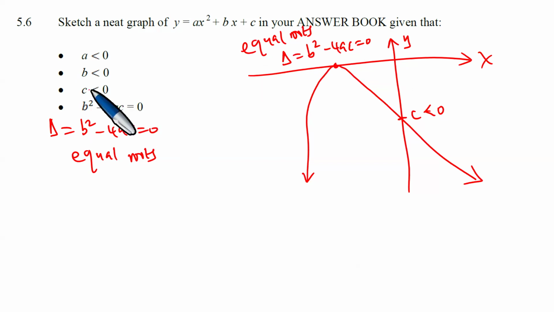Moreover, you have that a is negative. If a is negative, obviously you have a maximum vertex or maximum turning point, and you have that. And obviously you have as well that your b is negative, and this is going to be the shape of the graph, because you have to draw, or rather sketch, a neat graph of this in your answer book, and this is the sketch graph.